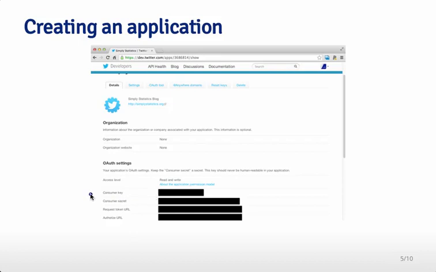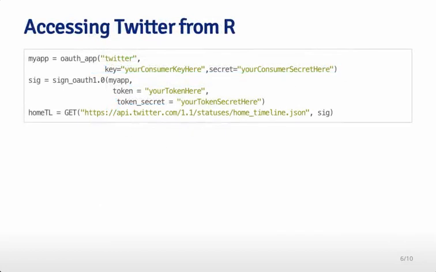But you'll have a number for your consumer key, your consumer secret, a request token URL, and an authorization URL. You're going to want to copy down all of those numbers once you've created an application because we're going to use them later in the R code to be able to access the API. So here's what we're going to do. We're going to use the httr package. So we're going to load that package, and then we're going to use this command here, oauth_app. So what this is going to do is start the authorization process for your application.